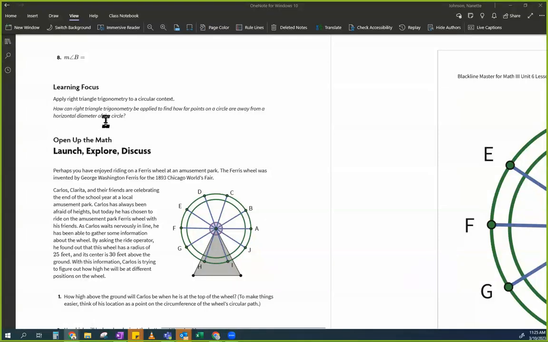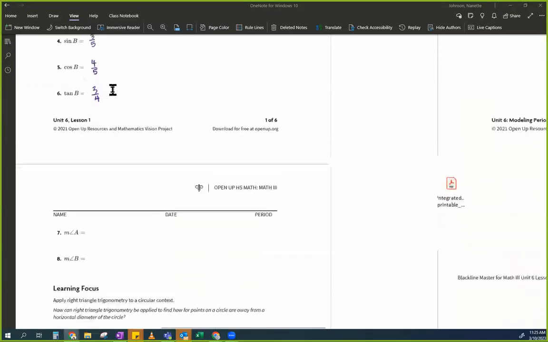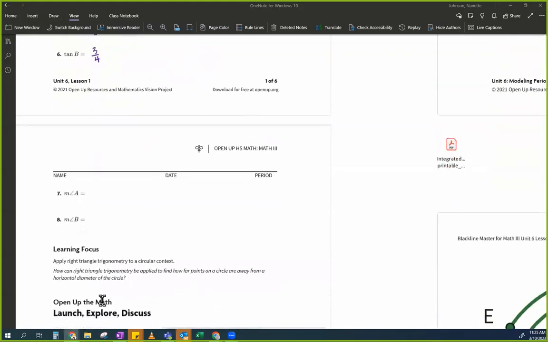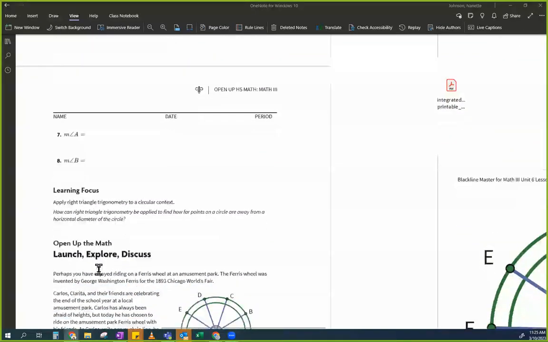How can right triangle trigonometry? This is right triangle trigonometry. Why is it right triangle? Okay, this is a right triangle. Trig means sine, cosine, and tangent. Okay, whenever they say trig, well, actually, I'll be honest with you. Whenever they say trigonometry, they're referring to triangles. Okay, but when they say right triangle trigonometry, they mean sine, cosine, and tangent.